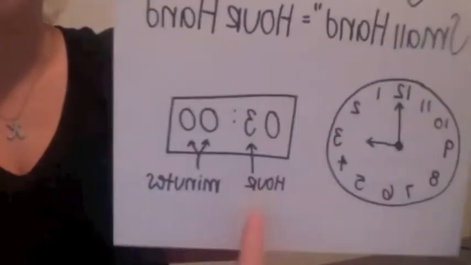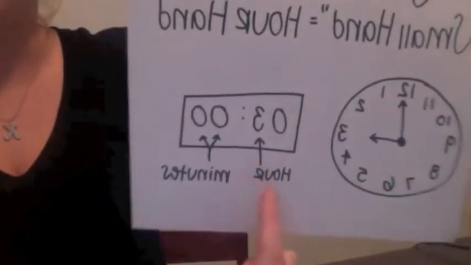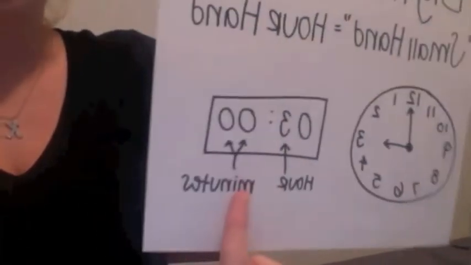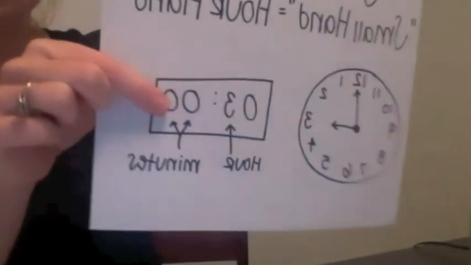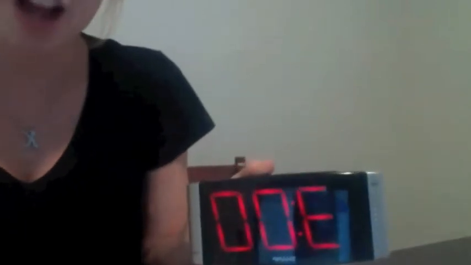The way we know that is because these 2 dots right here, any number in front of those 2 dots is the hours, and any numbers between or after the 2 dots is the minutes. So if we take a look at our cheat sheet that I drew you, you can see that before the dots is the hours, which says 3, and after the dots is the minutes, which are at 0. So looking at that, and then looking at this, we can tell that the time is 3 o'clock.